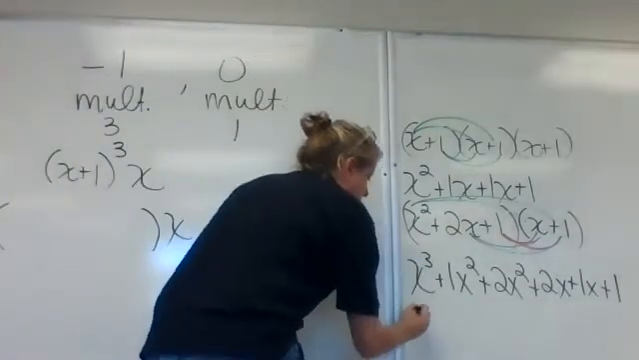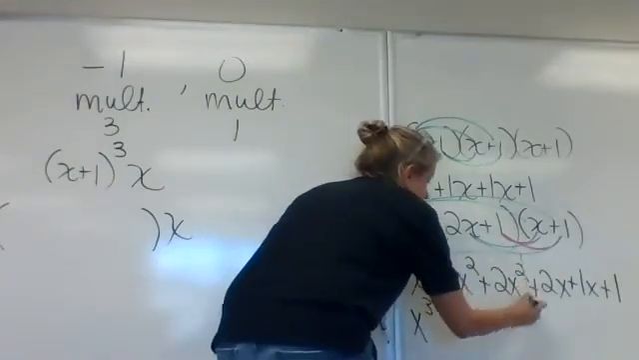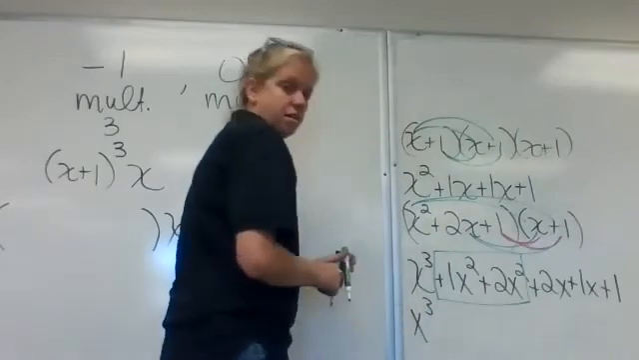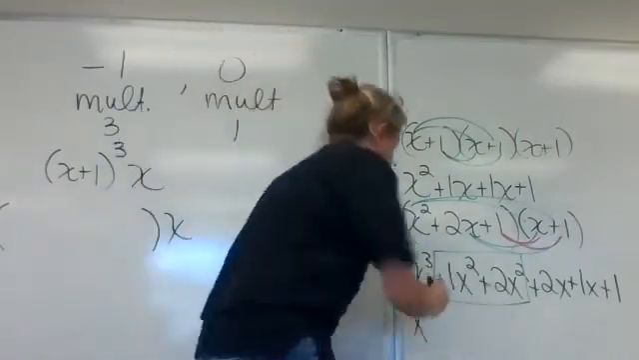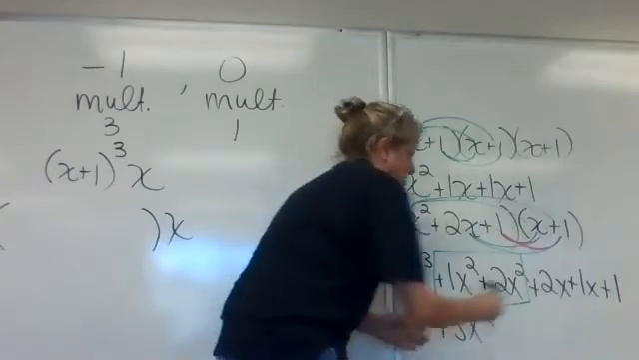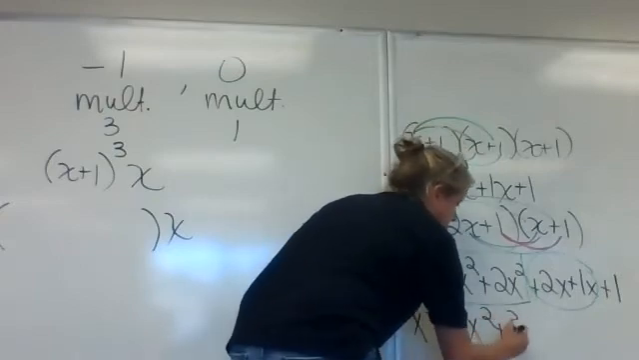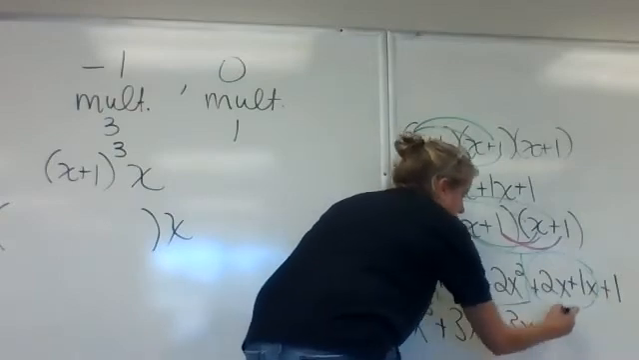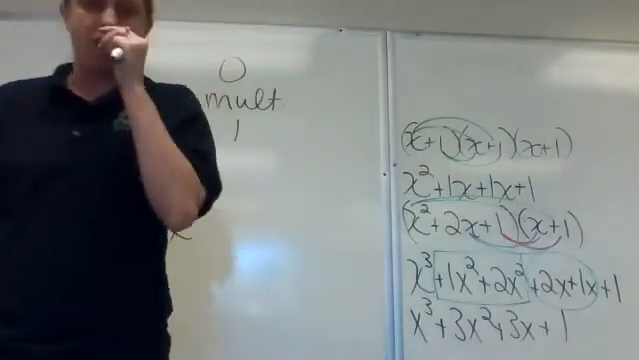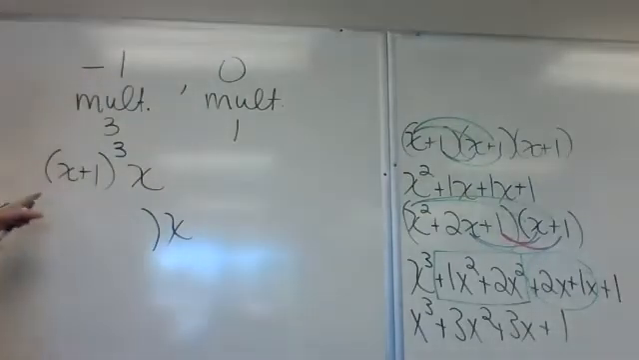So clean it up. No other x to the thirds. My squares. Put those together. I've got 1 here and 2 here. So I actually have 3x squareds. I've also got 3 x's, right? Because I've got 2x here and 1x there. And then drop down that plus 1. So where does this go? That's what x plus 1 to the third is. X plus 1 to the third gave us all of that.